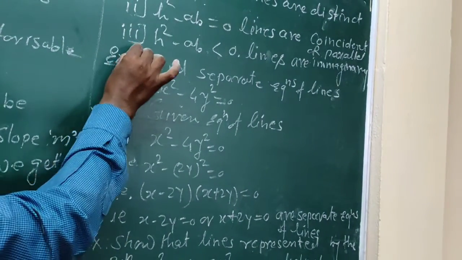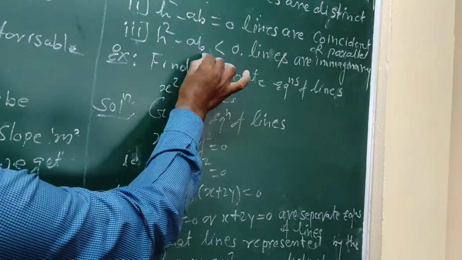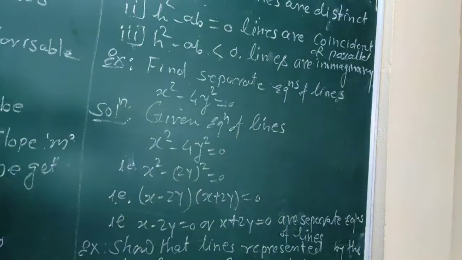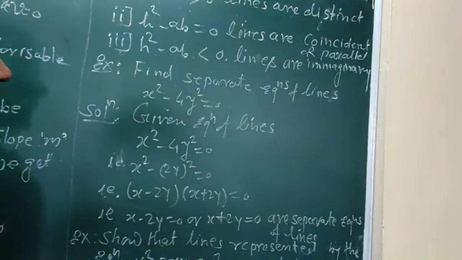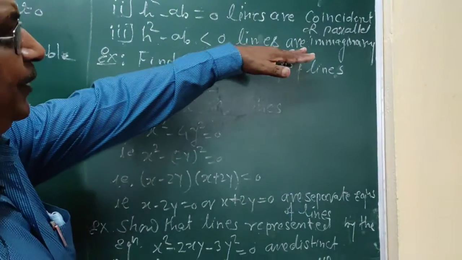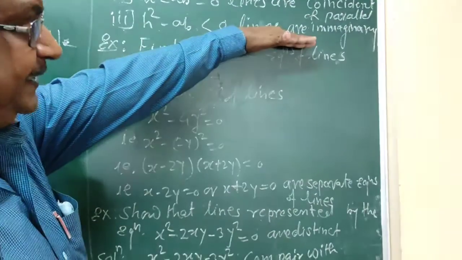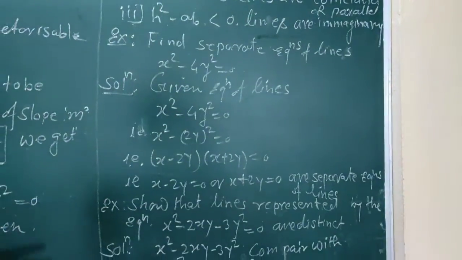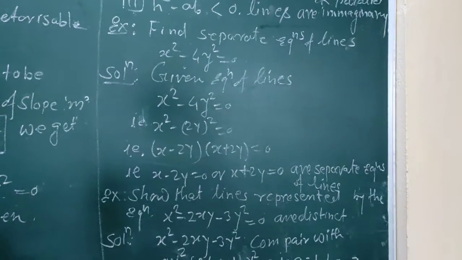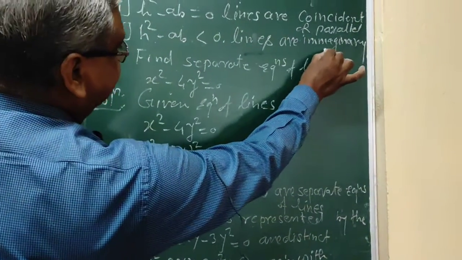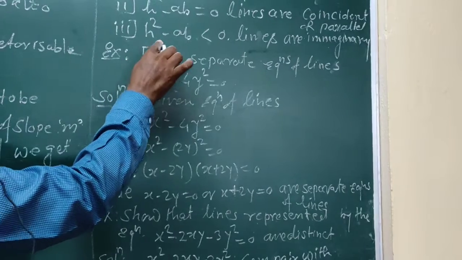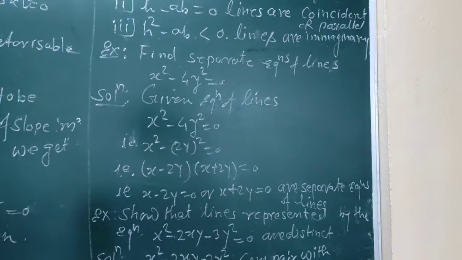And the third condition is that h square minus ab is less than 0. The lines are imaginary. Imaginary means we cannot imagine these lines because they are not in existence. We can't show these lines on the blackboard, and therefore these lines are imaginary. The condition is that h square minus ab is less than 0.